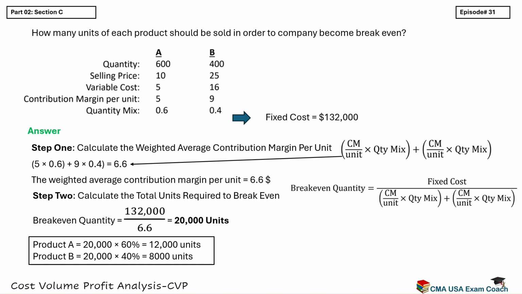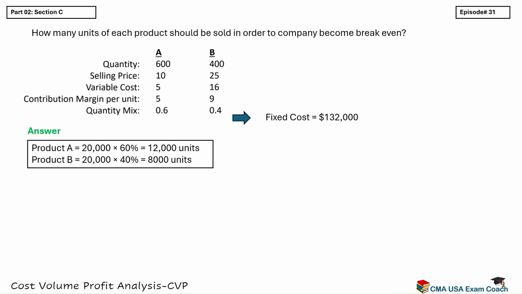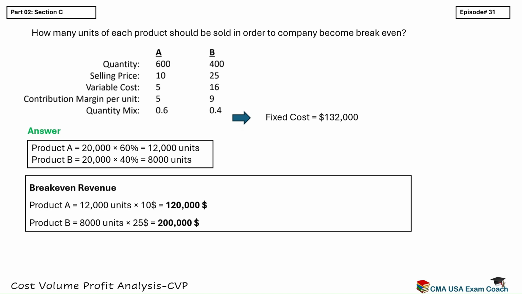Now that we have calculated the break-even quantity for each product, let's take it one step further and calculate the break-even revenue. We already found out that, to break even, the company needs to sell 12,000 units of product A and 8,000 units of product B. Now we will convert these quantities into revenue by multiplying the number of units by their respective selling prices. Let's start with product A. We have 12,000 units. Each unit is sold at $10. So, break-even revenue from product A is 12,000 multiplied by $10 equals $120,000.